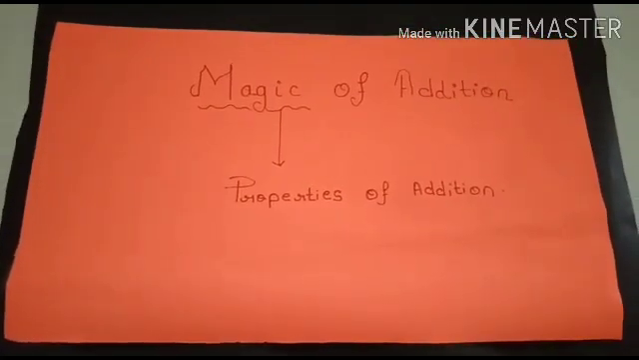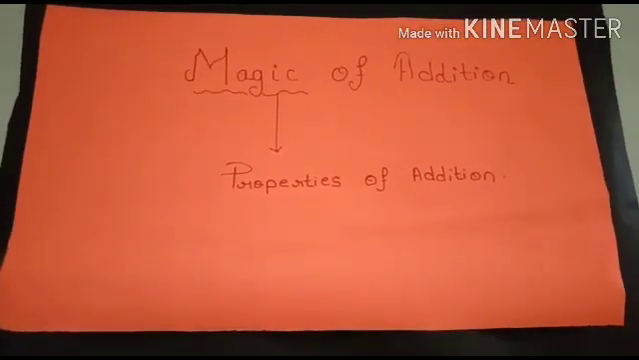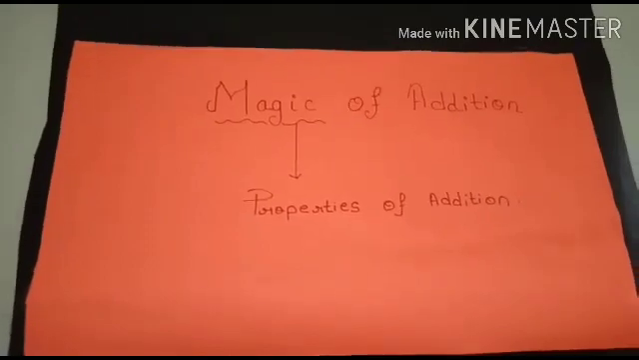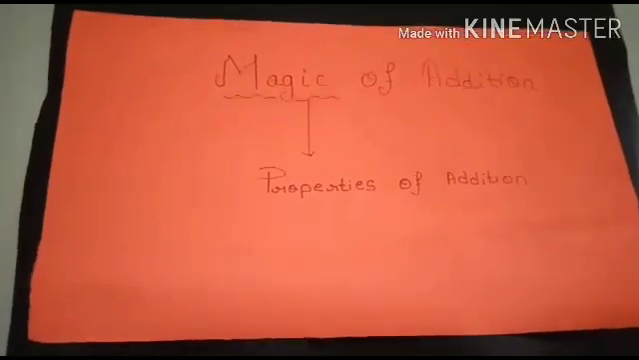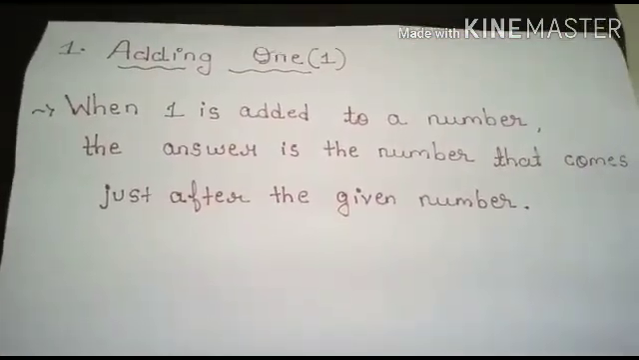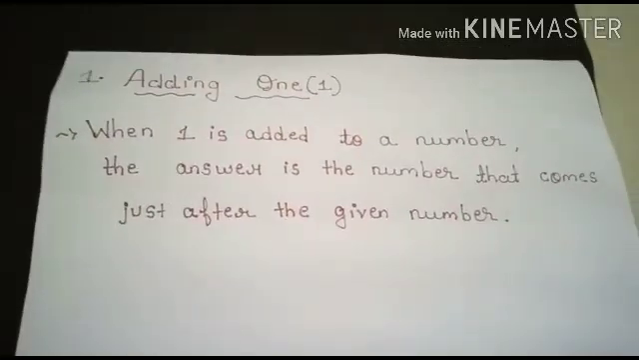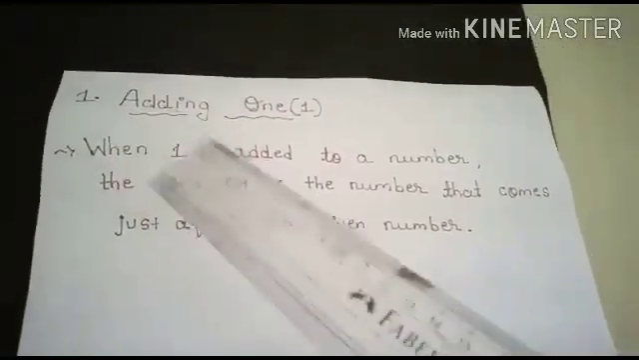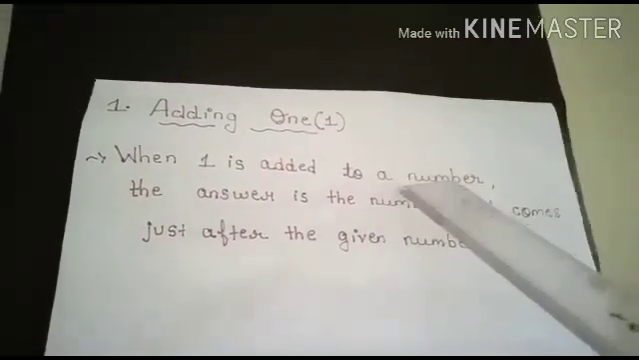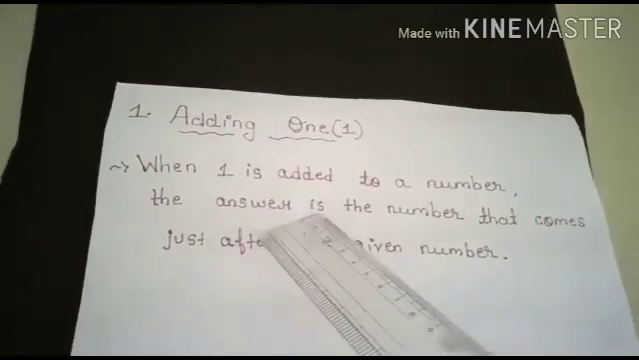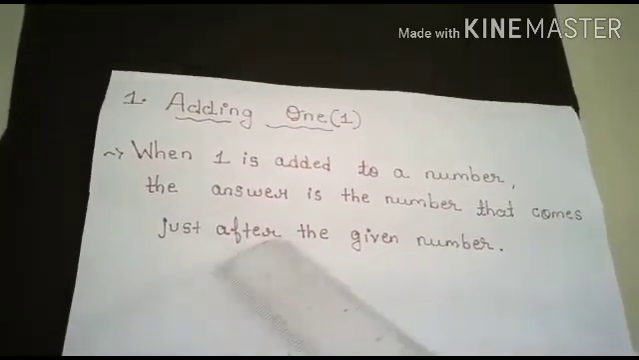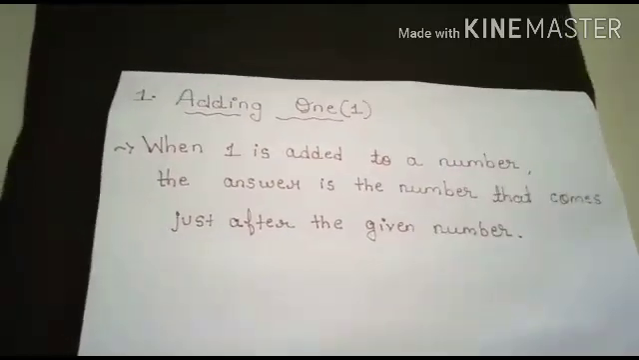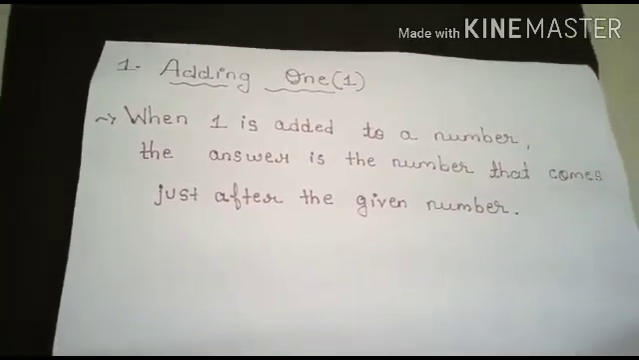So here we are going to learn about the magic of addition, or we can say we are going to learn about the properties of addition. Let us see. So our first property is adding 1. When 1 is added to a number, the answer is the number that comes just after the given number. Let us understand this through an example.